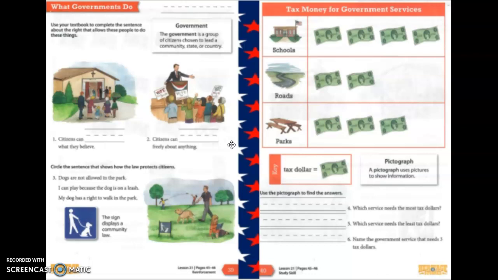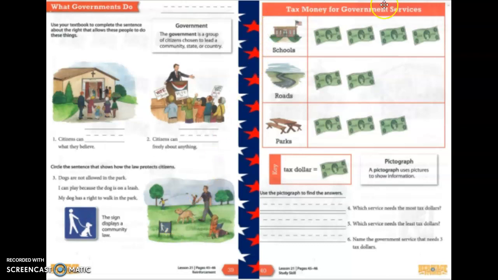And since this is a graded paper, you can ask for help reading the page. You just can't ask someone what the word would be to go in the blank. And then number 3, it says circle the sentence that shows how the law protects citizens. So if you notice, there are 3 different sentences. So you're going to circle one of them. And you're going to be looking at this sign, looking at this picture to help you see what law it protects. And then go to the back.